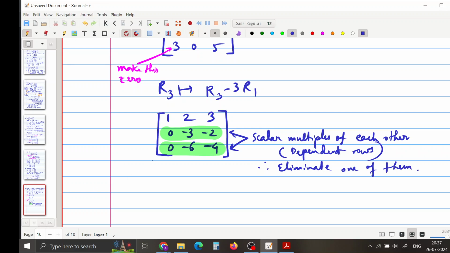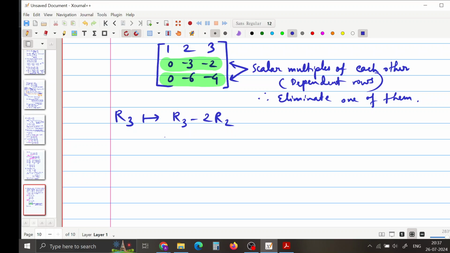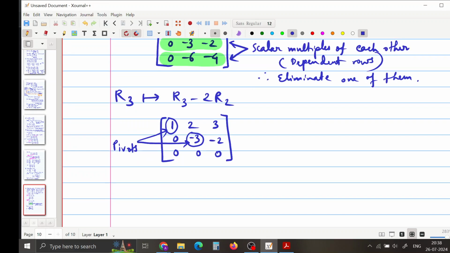So how can we eliminate? See, the third row is basically 2 times the second row, right? So in order to undo that, we can perform this operation: R3 changes to R3 minus 2R2, and we will end up with 1 2 3, 0 minus 3 minus 2, and the third row will become the all 0 row. So the pivots are basically these two. Two pivots, and the number of pivots also dictates the rank of the matrix. In this case there are 2 pivots, so the rank will be 2.